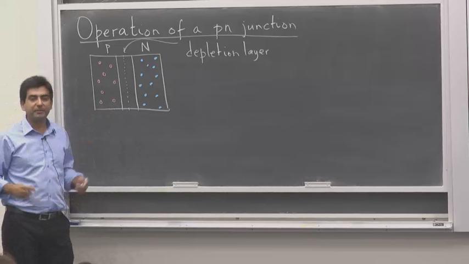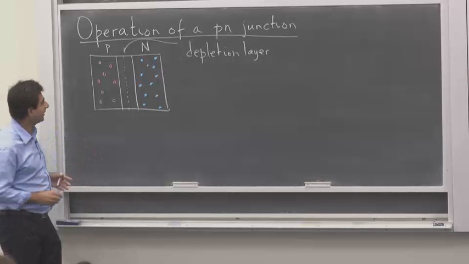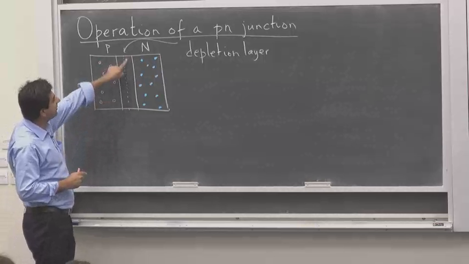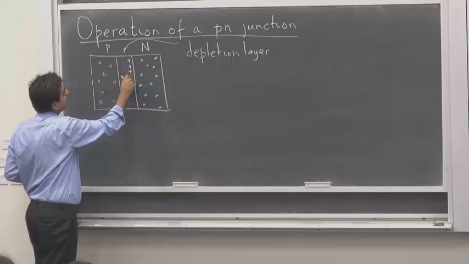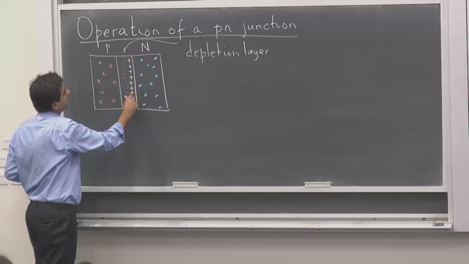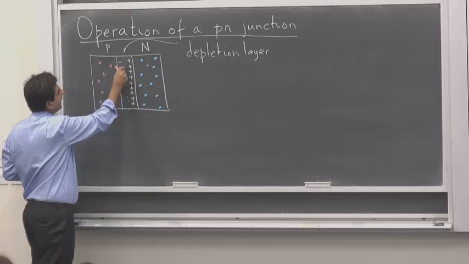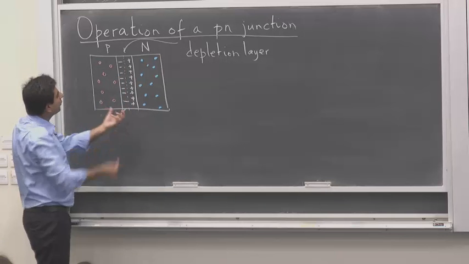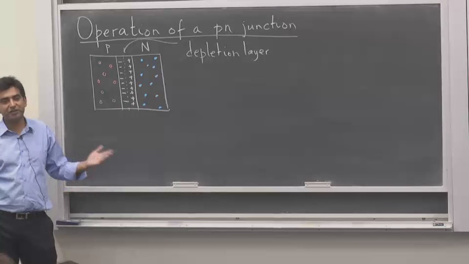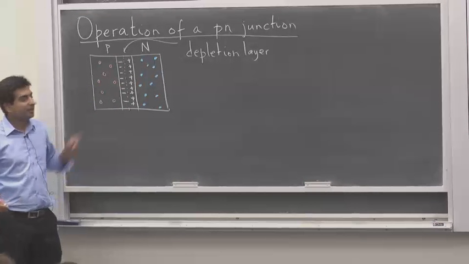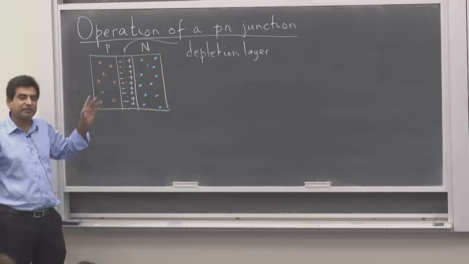The junction has been made because of interdiffusion of the holes and the electrons across the junction, just because of the concentration gradient. As a result, this region has become depleted of negatively charged electrons, so it acquires a positive charge. This region has become depleted of positively charged holes, so it acquires a negative charge. Electron-hole recombination has taken place inside this region. Therefore, this region is devoid of any charge carriers. It does not have any mobile charge carriers, because the electrons and holes have recombined.